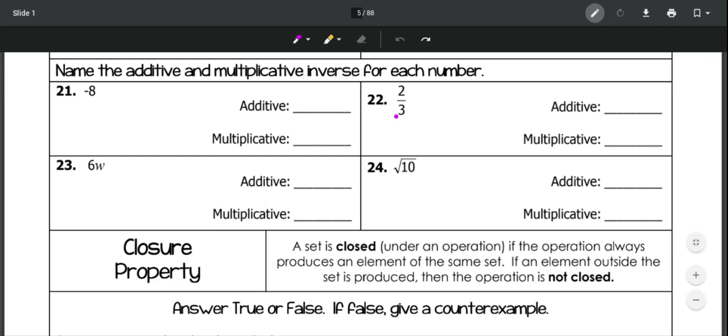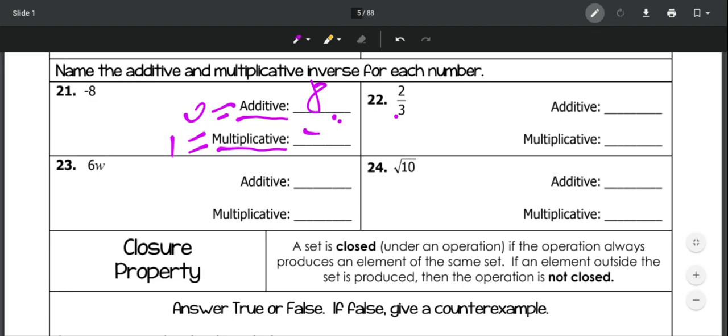So we've got -8. We want to know for addition, what can I add to -8 to make it 0? Okay, so if I add 8 to -8, that gives me 0. Now for multiplication, we want to know what can I multiply by -8 to get 1. So the only difference here is this one's going to equal 0. This one's going to equal 1. So what can I multiply that by to give me 1?